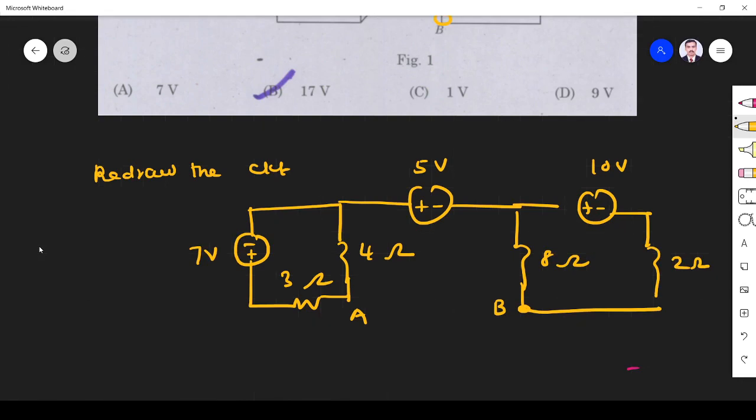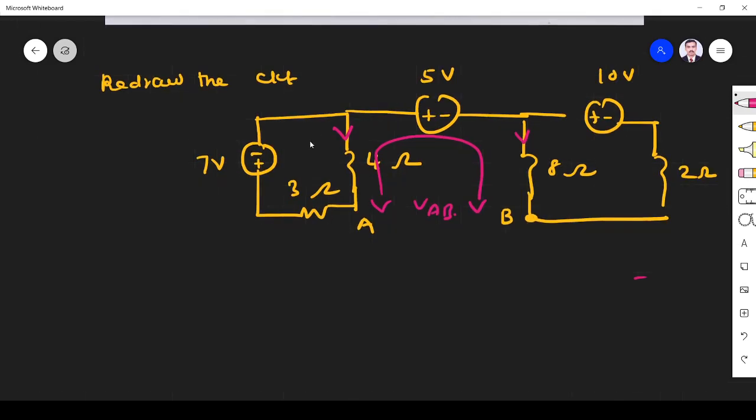So I find the voltage between A and B here, right? This is VAB. So I need the current flowing through this, the current flowing through this, then add. Okay, so I apply KVL here. So what happens? It is the current flowing through this. It is 4 ohm plus 3 ohm, 7I plus 7 volt equal to 0. This implies I is equal to minus 1 ampere.